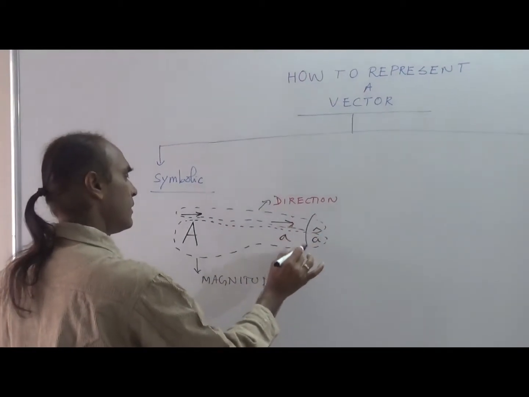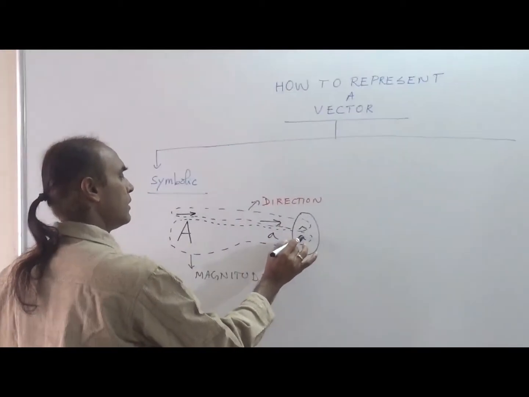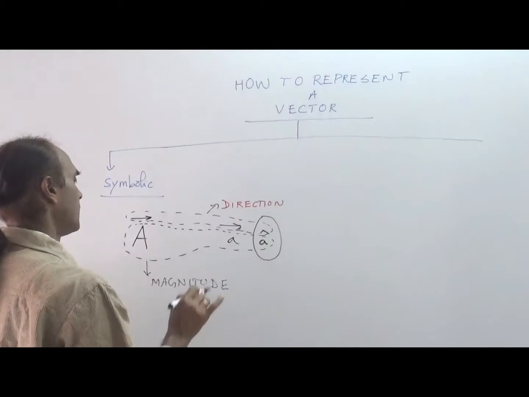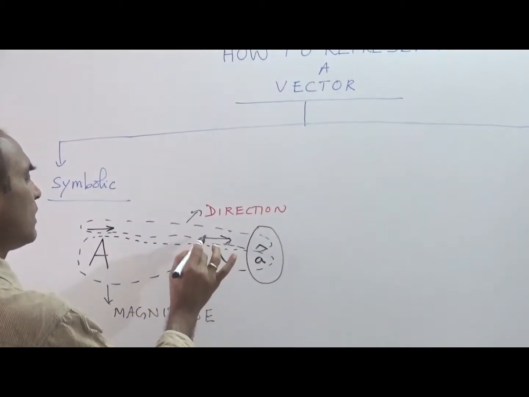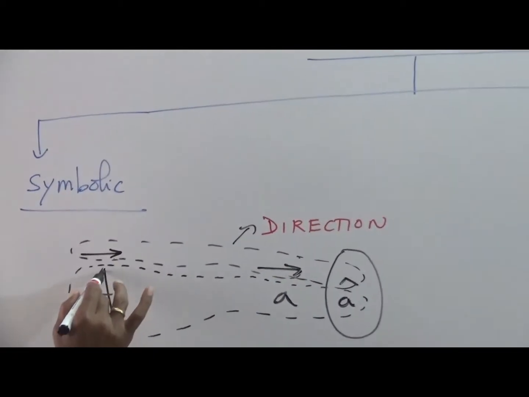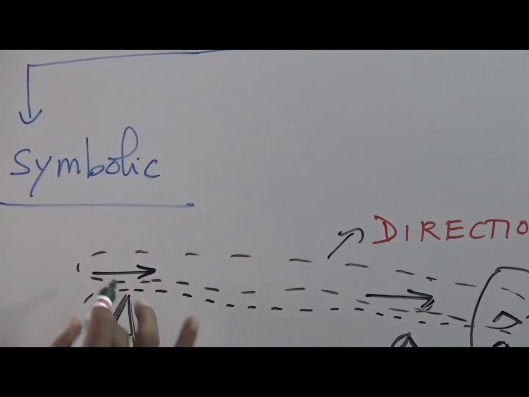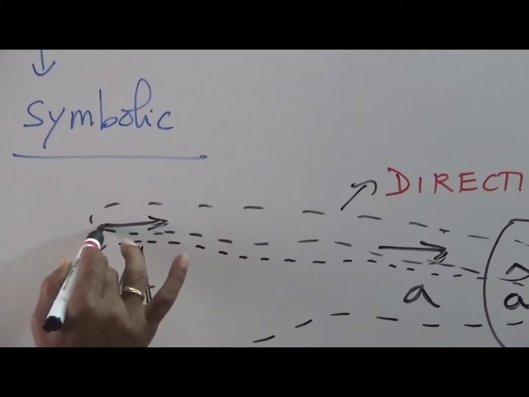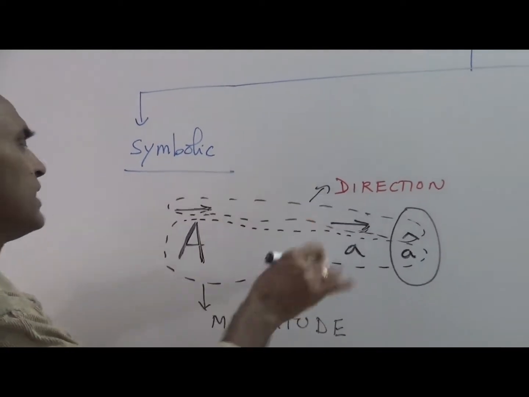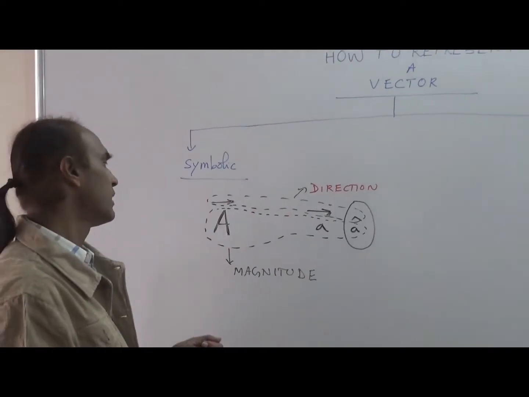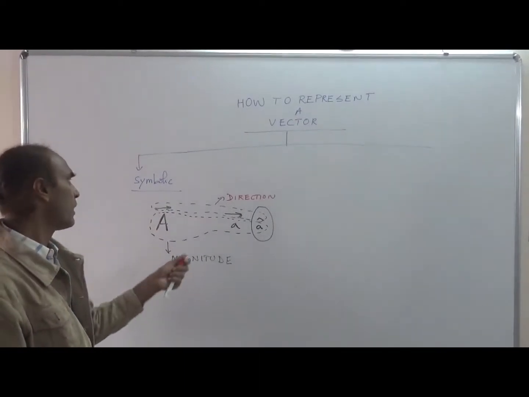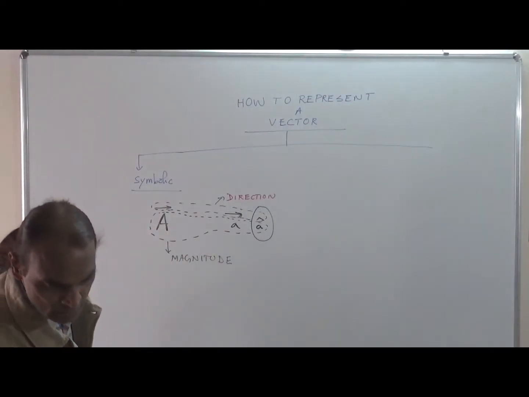This is a small letter. Over the small letter we can give a cap. A small letter, over the small letter we can give an arrow, or a capital letter, and we can give an arrow over it. In this way we can represent a vector quantity by using a symbol. This is what we call symbolic representation of a vector quantity.